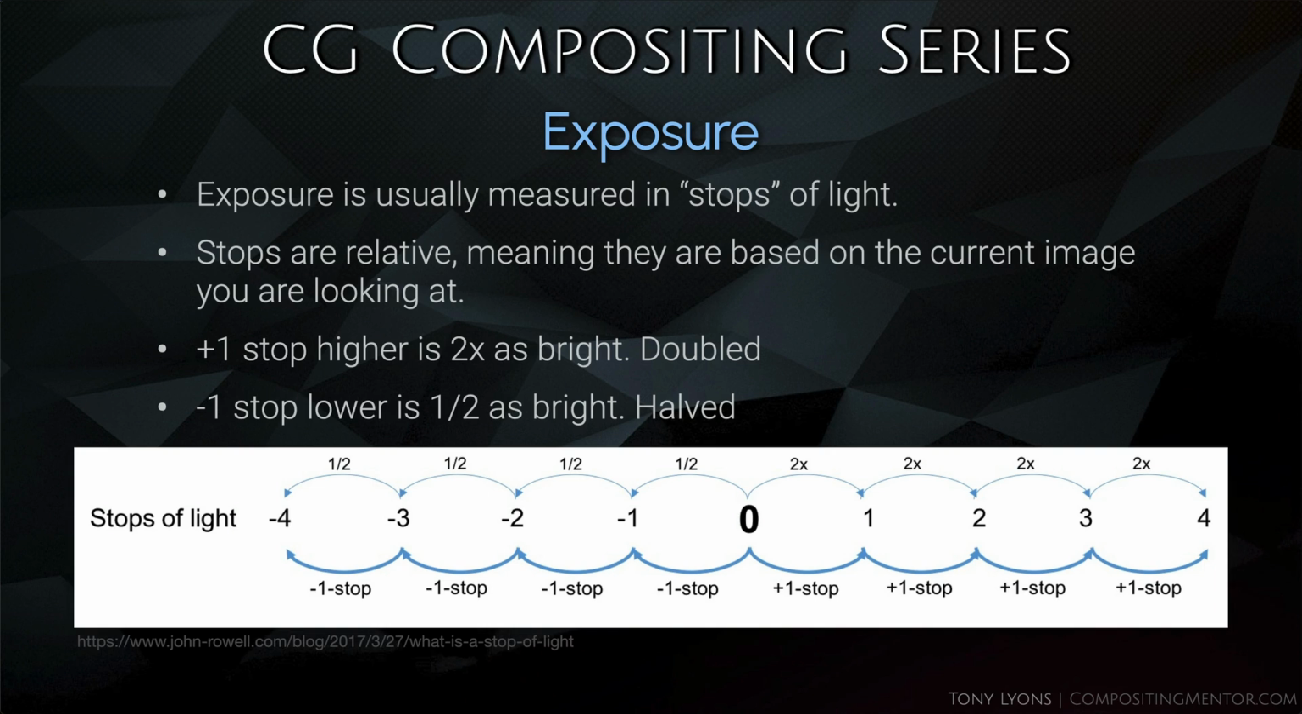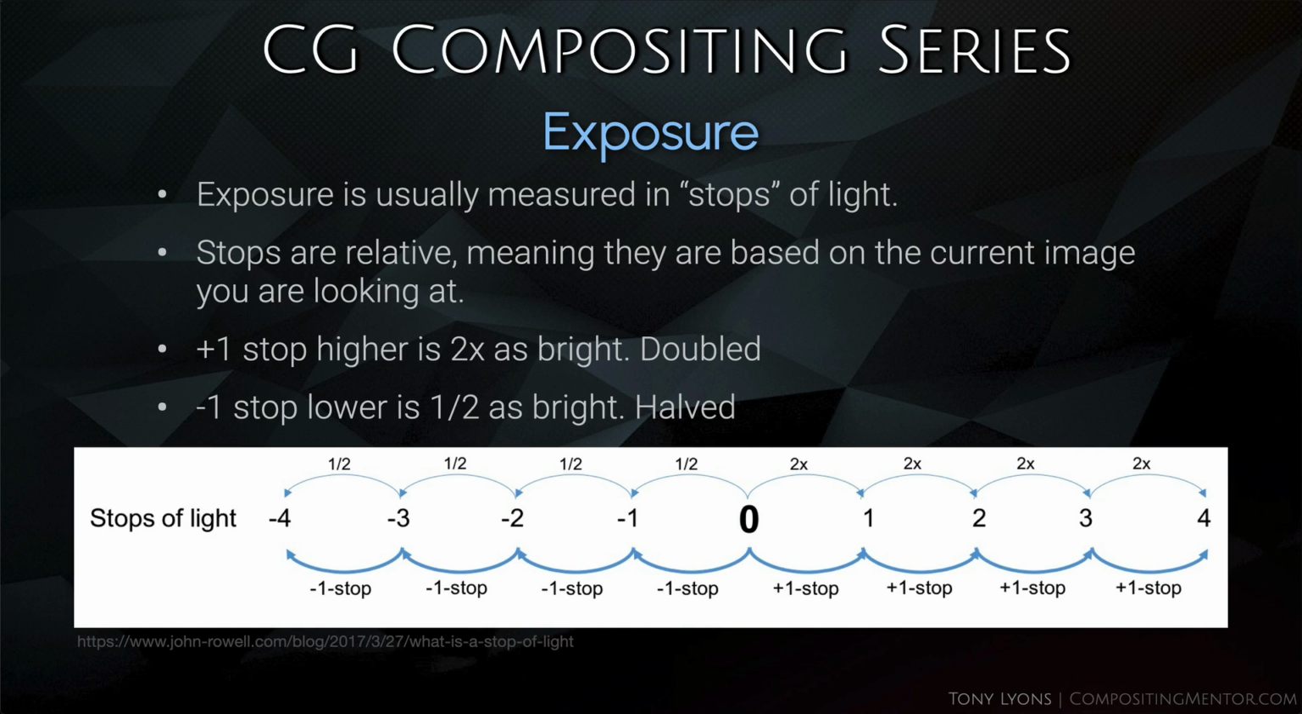Exposure. What is exposure? Exposure is the brightness or the intensity of a light, and exposure is usually measured in stops of light. You might have heard a photographer or a VFX supervisor say, make that one stop brighter or two stops darker. So what do they mean by stops? What does it mean for us in how we adjust our lights to reflect what they're asking for?